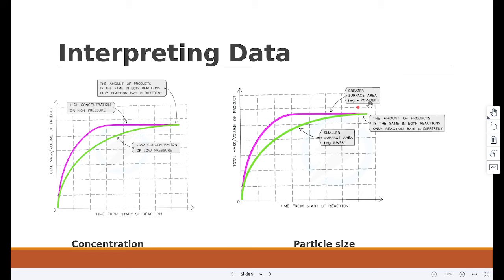So this has a greater surface area because this is a powder, and this has a lesser surface area because this is lumps. So the greater the surface area, the more the rate of reaction will increase.